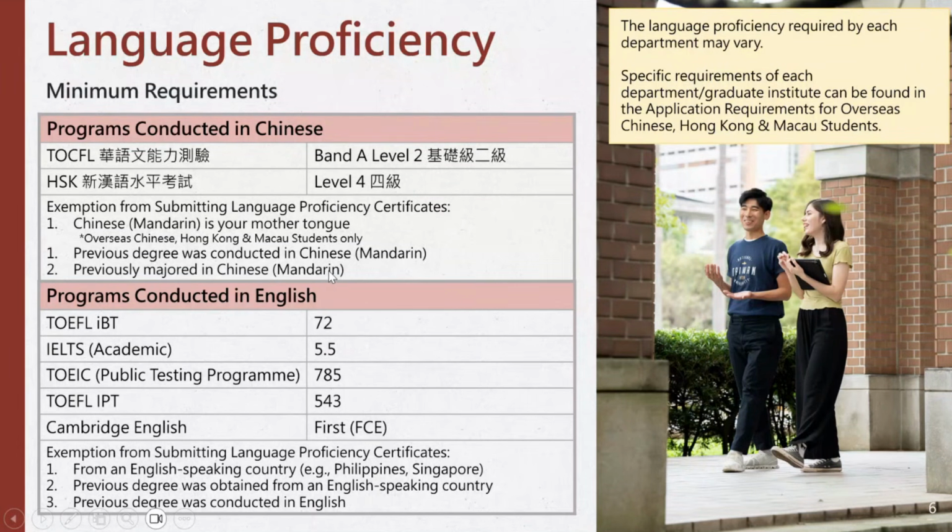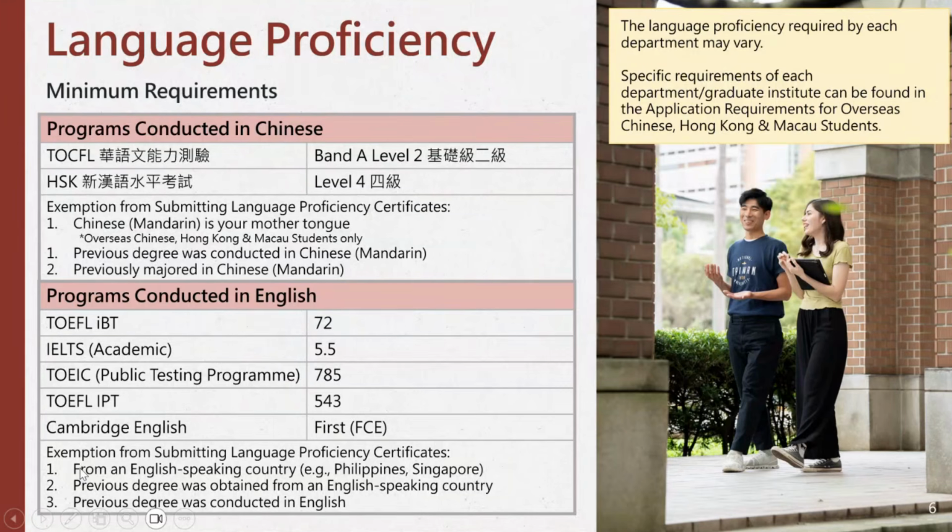Then you can use this document. Or if you apply for a Chinese-taught program and you are majoring in Chinese, then you can also use your graduation certificate. And if you apply for an English-taught program, you can take any of the exams, for example, IELTS and TOEIC. You can pick the one you want to take.